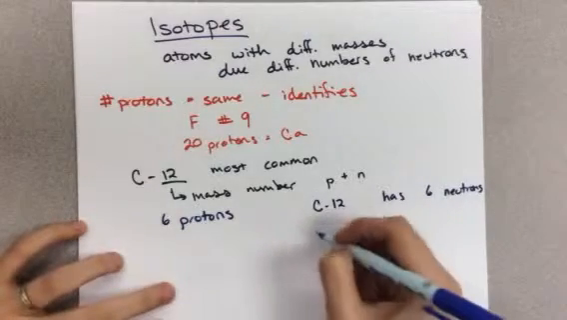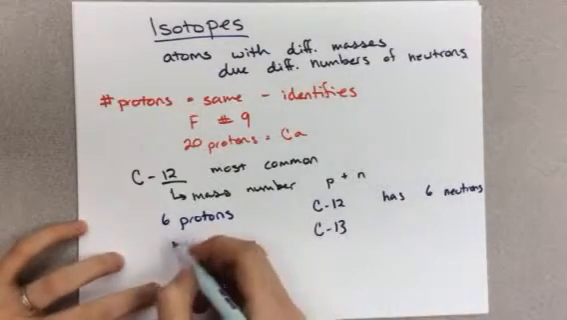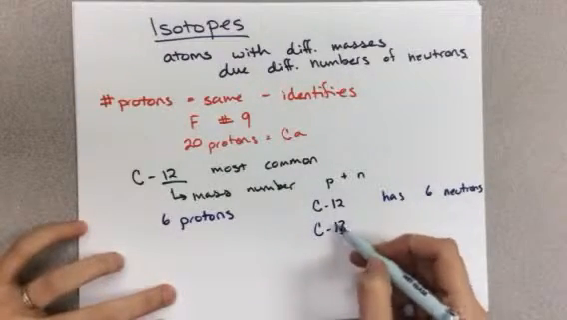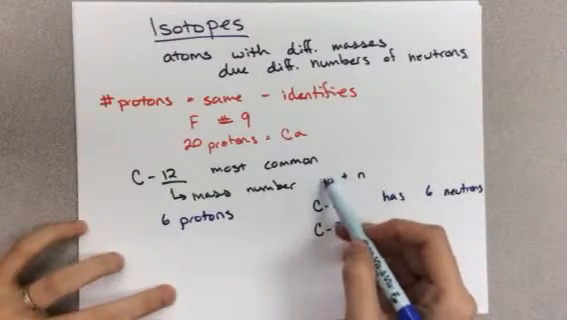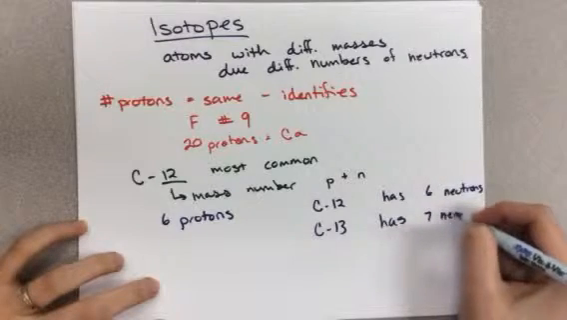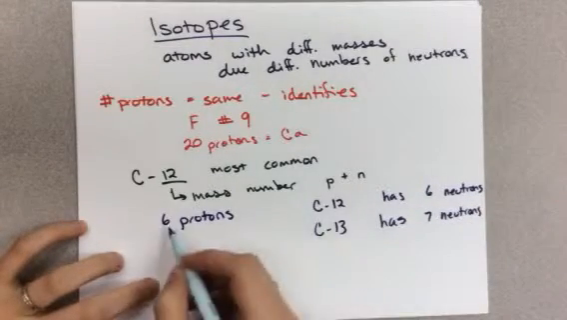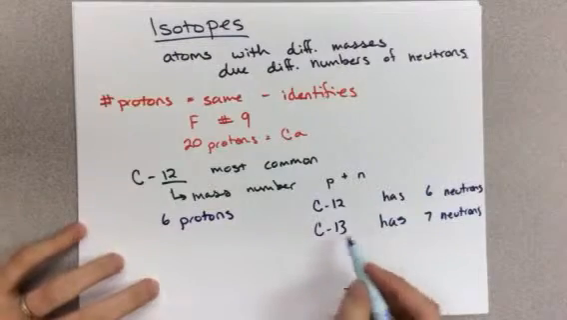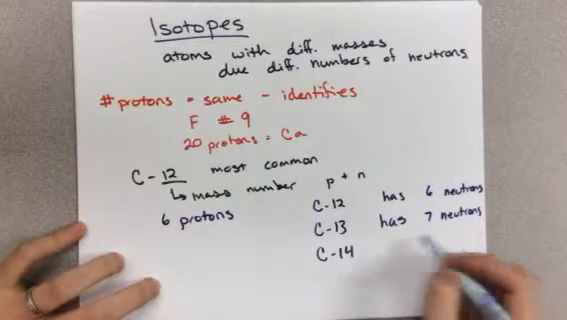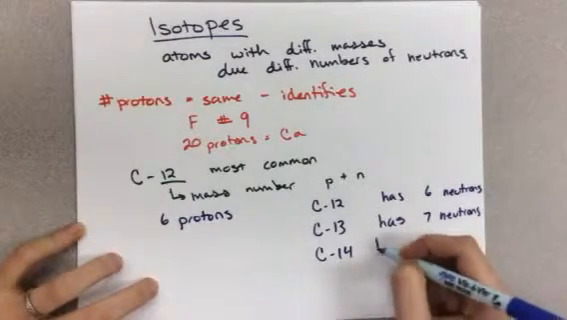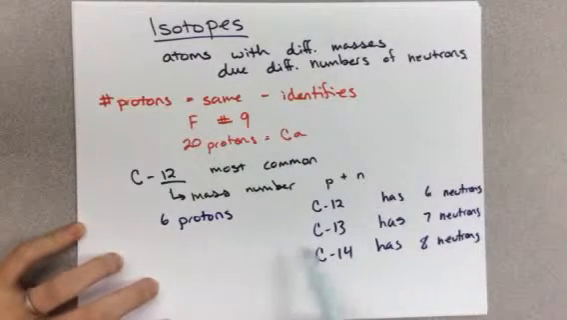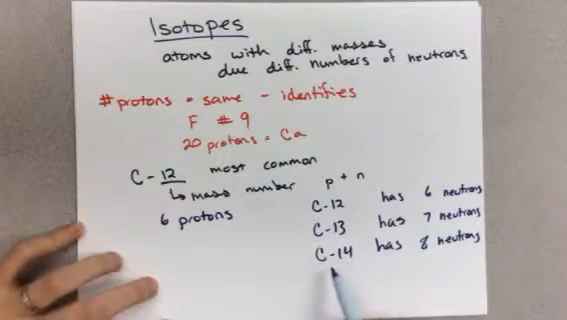Okay, well, there's also something called carbon 13. It also has 6 protons, but its mass number is 13. So if it has 6 protons, then it must have 7 neutrons. 7 plus 6 equals 13. There's also another isotope of carbon called carbon 14, which I'm hoping that you get the trend here. It has 8 neutrons.